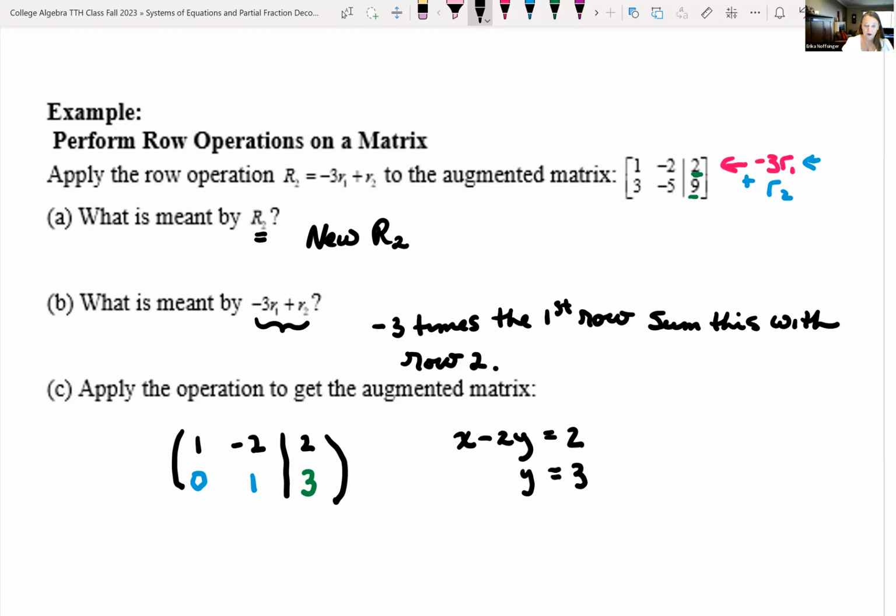So from this point, we could solve this system of equations. We know what y is, so we can use substitution. So I have y is equal to 3. So we can go back into our other equation and replace y with 3, and then we would have an equation with just one variable in there. And so doing that, we would have x minus 2 times y, but y is 3, is equal to 2.